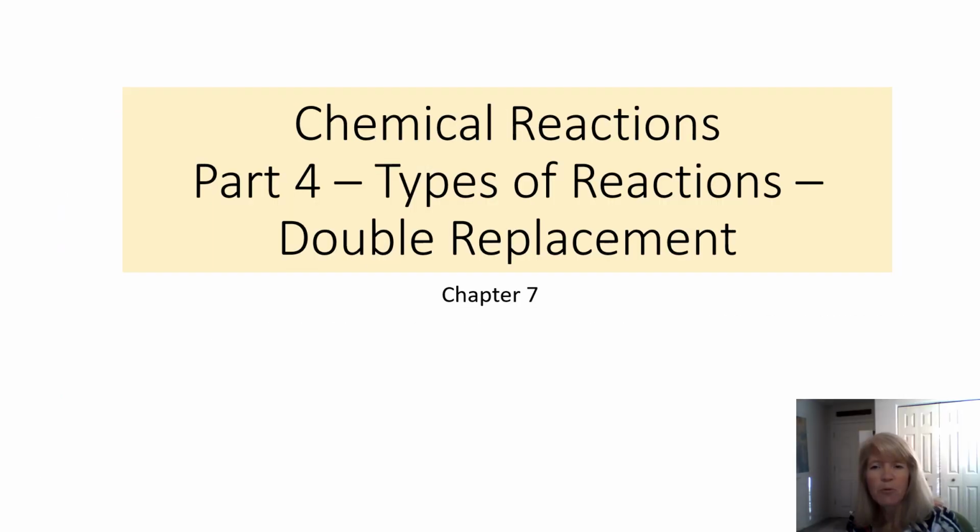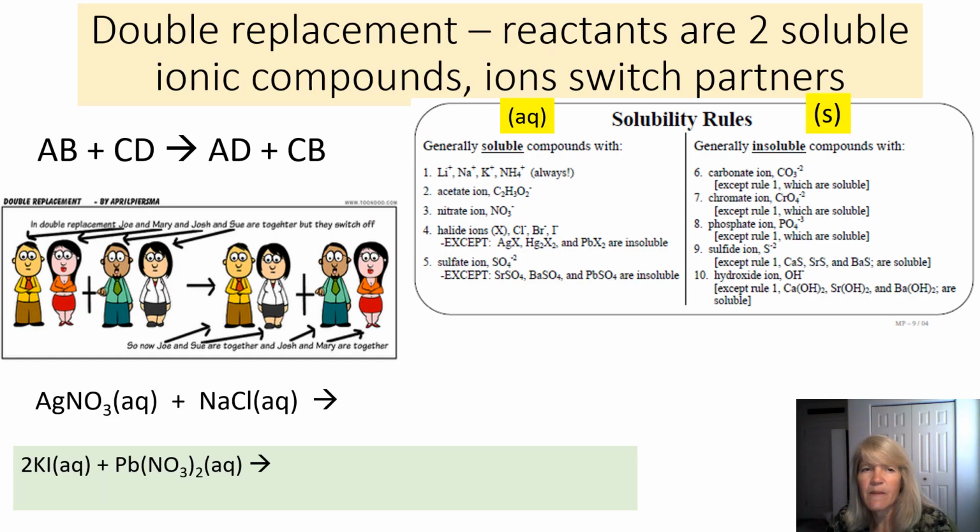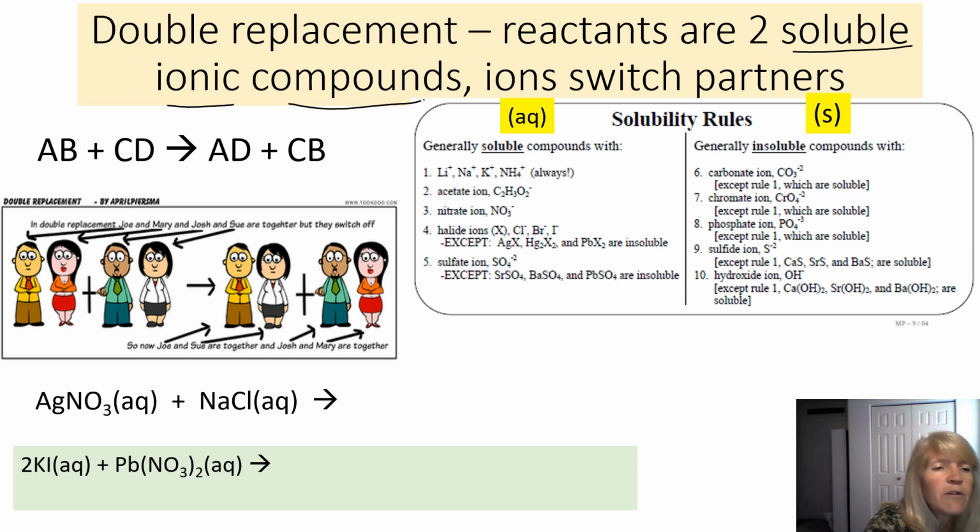Part 4, double replacement. In double replacement, both the reactants are ionic compounds. So they have to be soluble ionic compounds. So that's what your reactants are, and they switch partners. So here you have A plus B, C plus D. They're going to switch so that the A goes with the D, the C goes with the B. And so they totally switch partners.